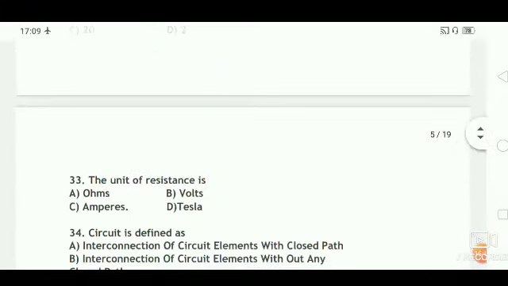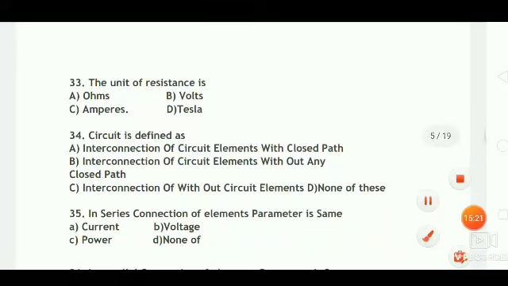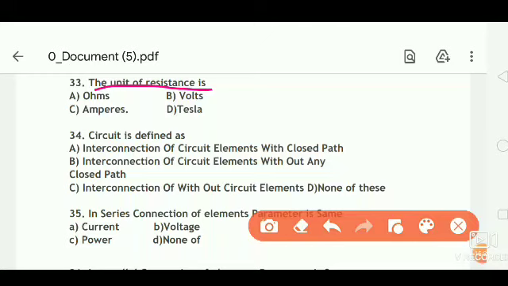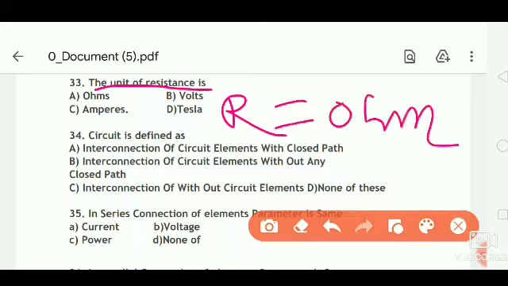The next question is the unit of resistance. Option A ohm, option B volt, option C ampere, option D Tesla. The unit of resistance R is always ohm. It is measured by an ohm meter. So option A is the right answer.